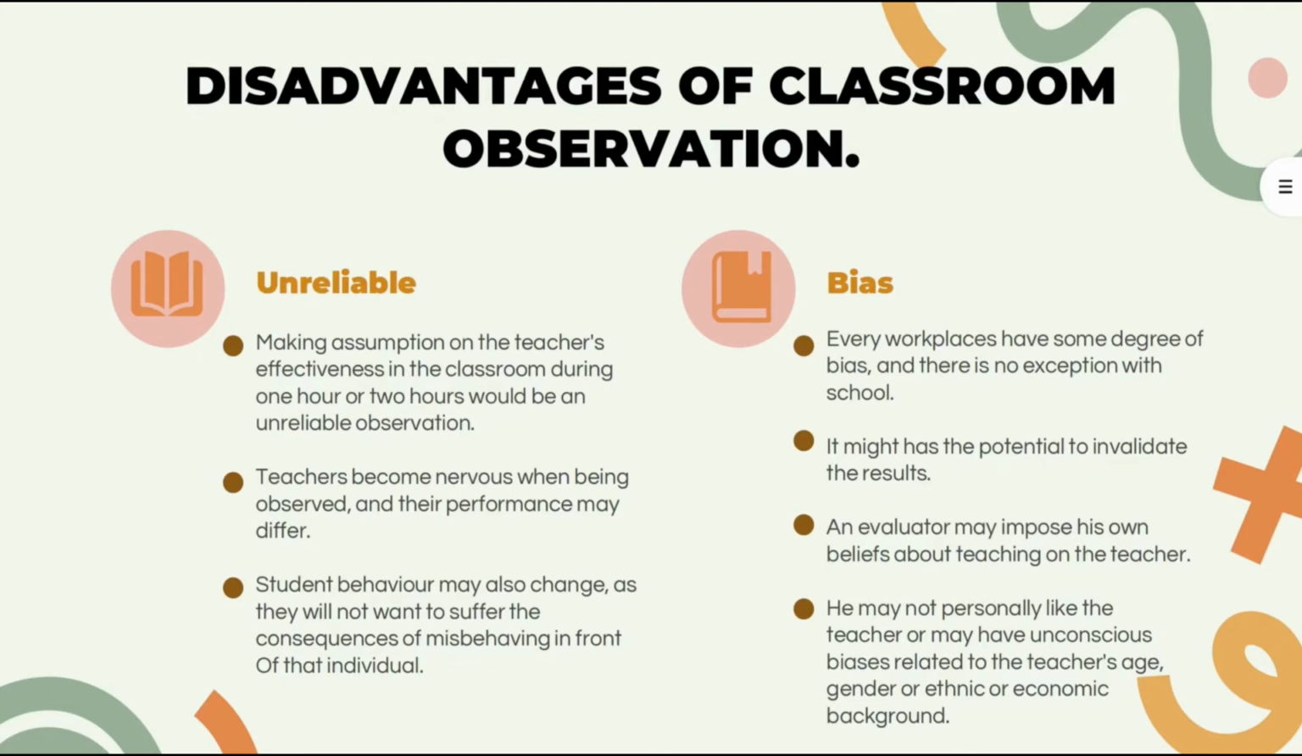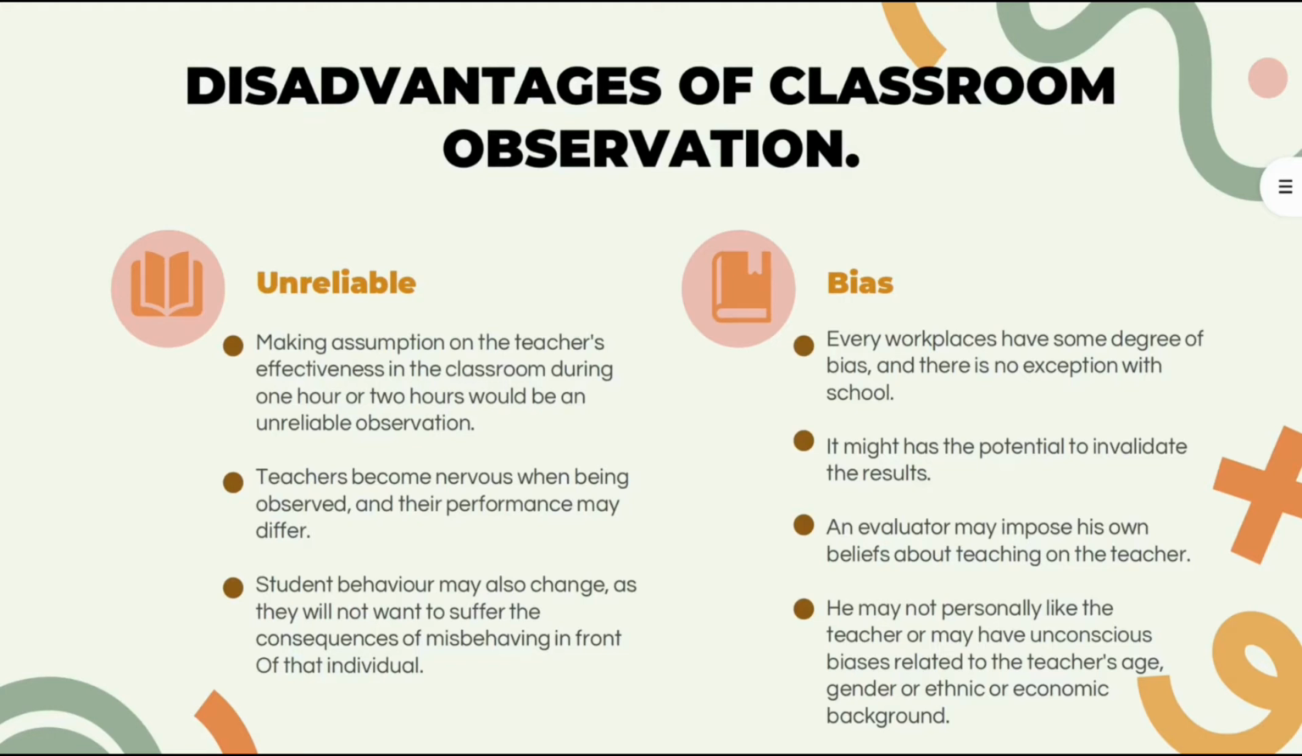Moving on to the disadvantages of classroom observation, the first disadvantage is that it is unreliable, since the observer is only making assumptions on the teacher's effectiveness in the classroom. Only that 1 hour or 2 hours of observing would make the observation an unreliable one. Plus, the teacher also becomes more nervous when being observed, and their performance may be different. And the students' behavior may also change, as they will not want to suffer the consequences of misbehaving in front of the observer.